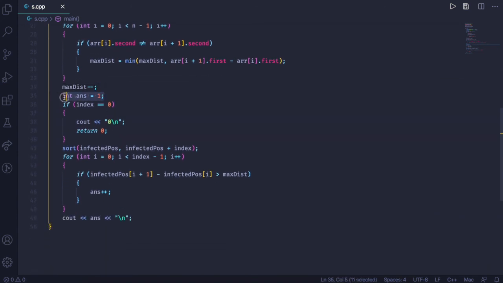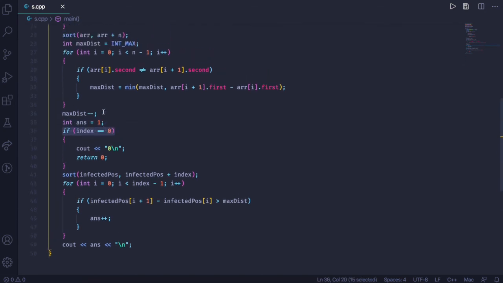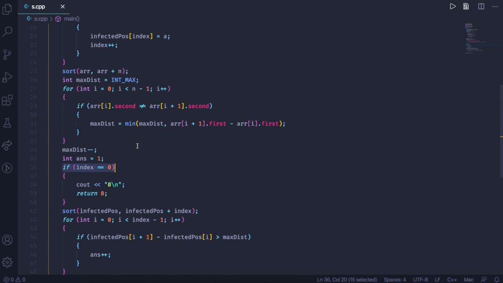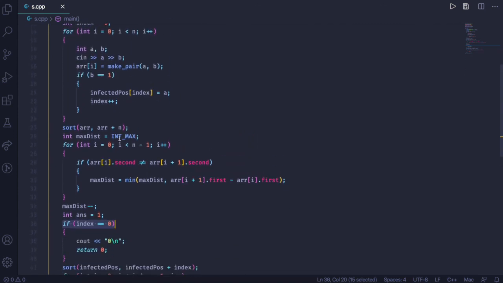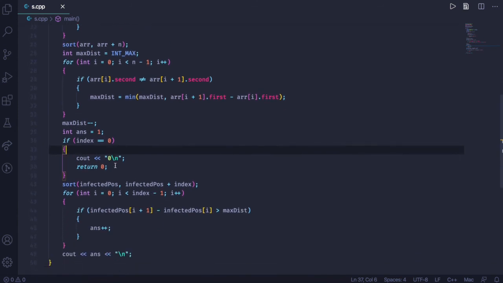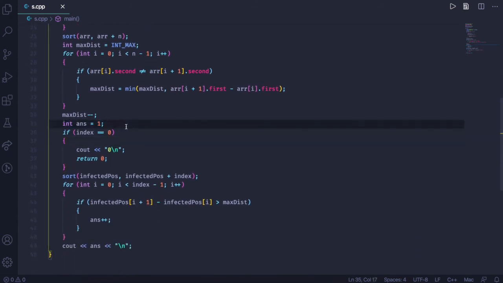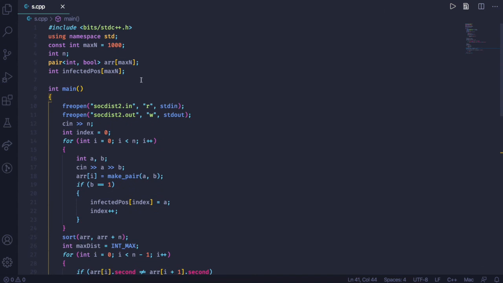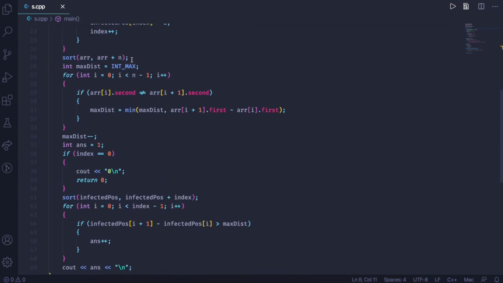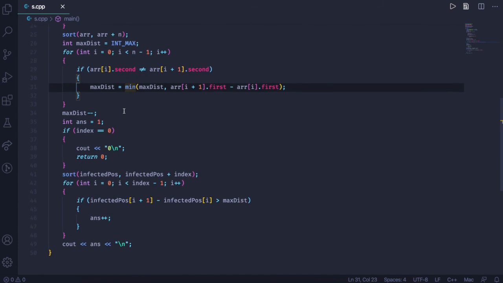Now over here, okay, actually first I want to show this. So if index is equal to 0, that essentially means that if we have in the end no cows which are infected, and obviously this would just be 0. But now I'm going to have this answer, which is essentially the number of groups, and I'm going to sort my infected position just like how I would sort this array right here, because I want to compare two cows that are right next to each other instead of two random cows.